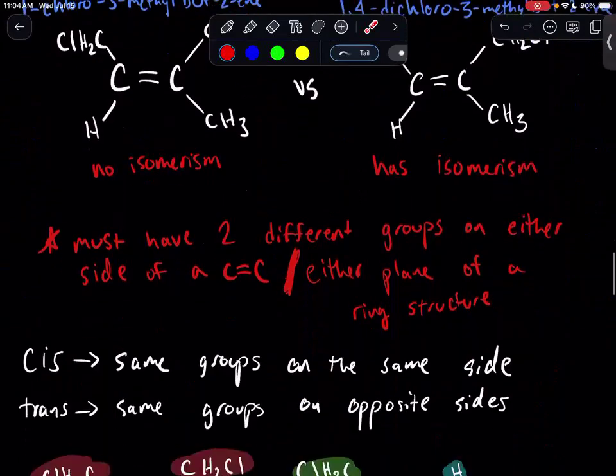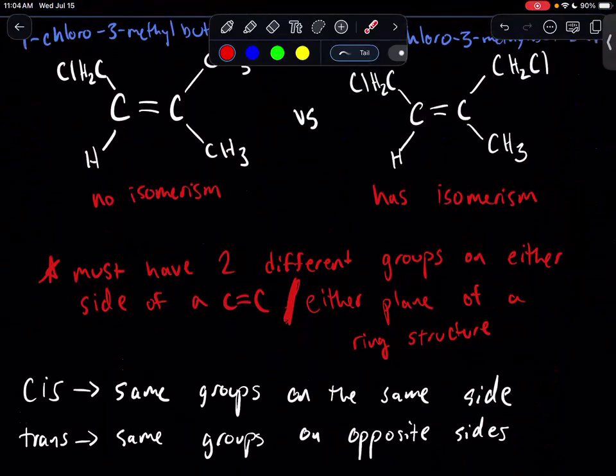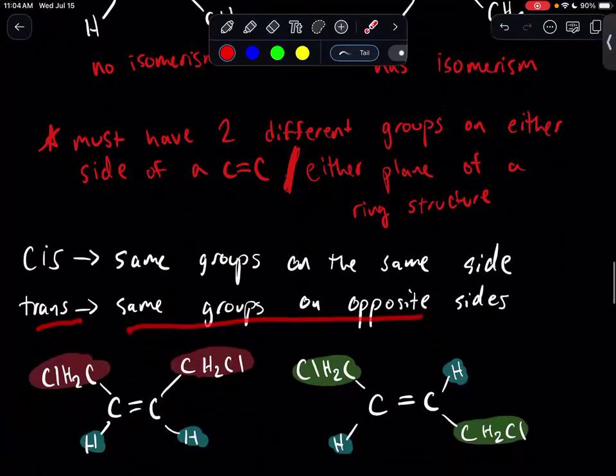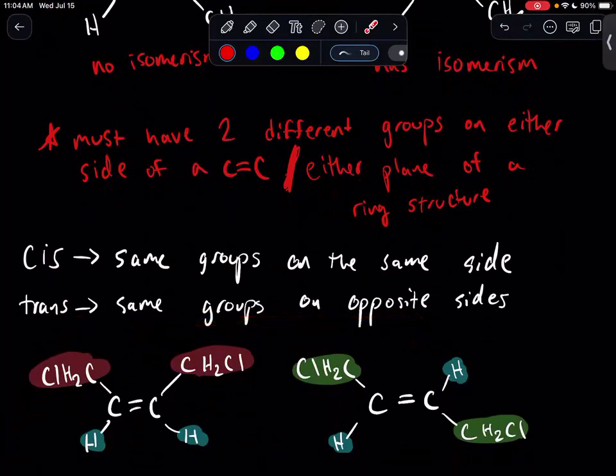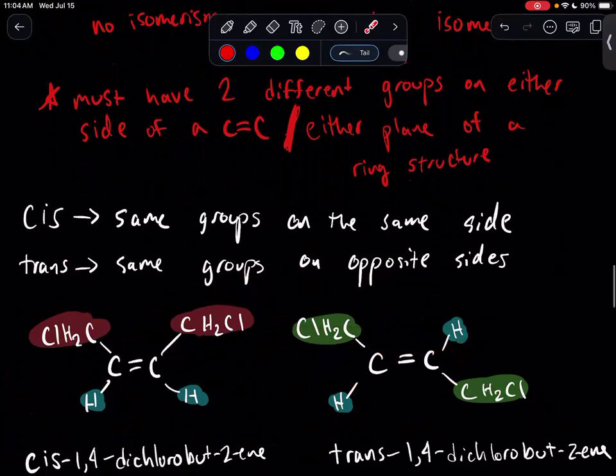So let's go ahead and look at that ring structure now after we define this. Cis meaning same, has the same groups on the same side. Trans meaning opposite means the same groups on opposite sides. So we can see that in our example here, these chlorines are on the same side. This is a cis structure. Furthermore, the hydrogens are also on the same side. Meanwhile, over here, our chlorines are on opposite sides, hydrogens are on opposite sides. This is a trans structure.